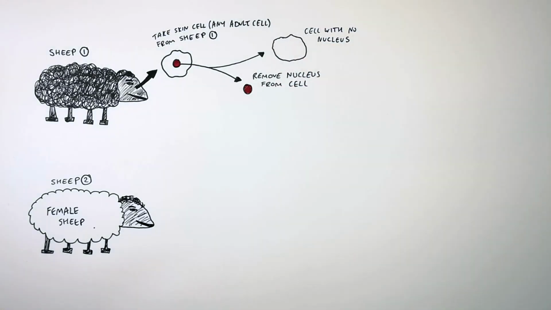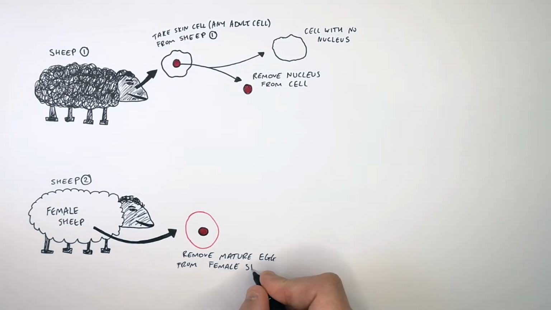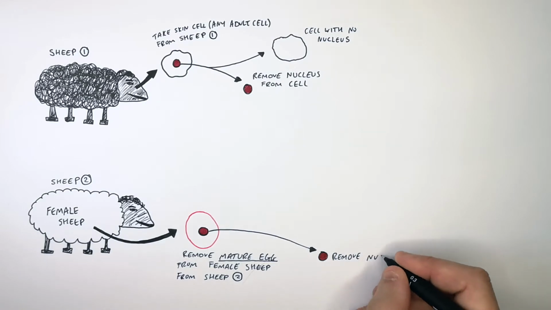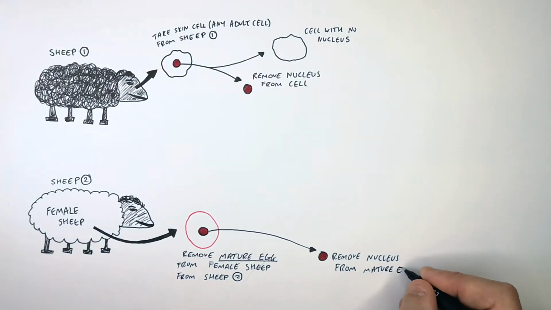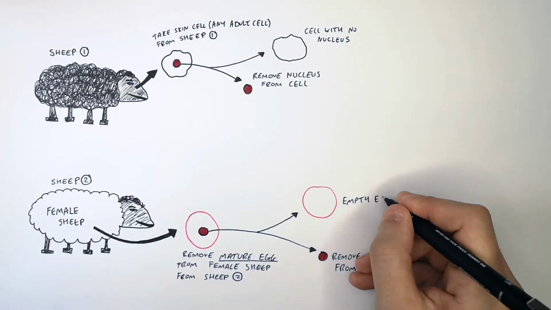Sheep number 2 must be a female sheep because you must remove a mature egg from the female sheep. You then remove the haploid nucleus from the mature egg cell that came from sheep number 2. You are now left with a nucleus and an empty egg cell.